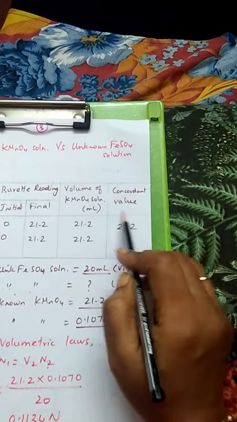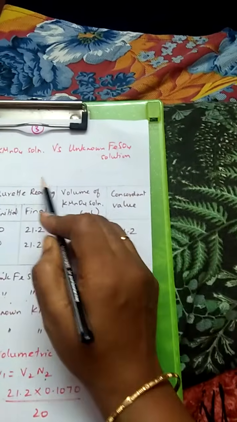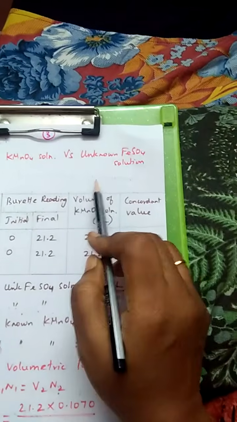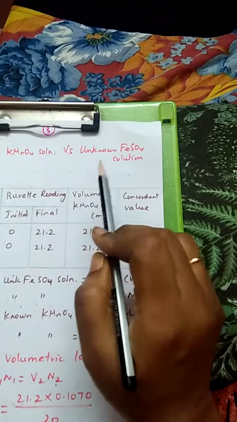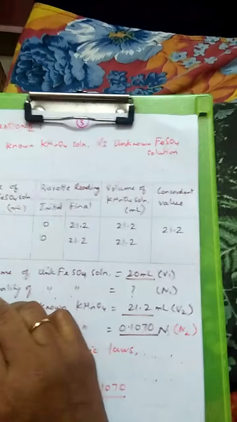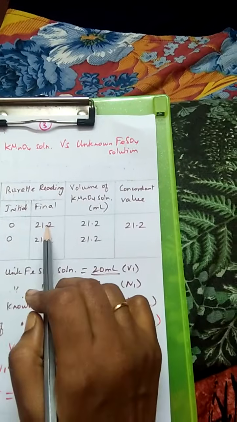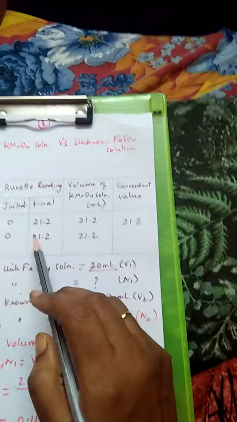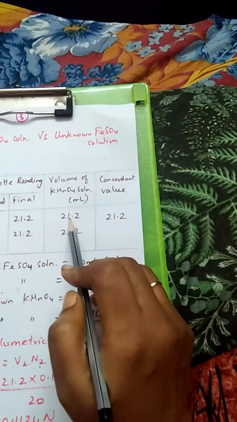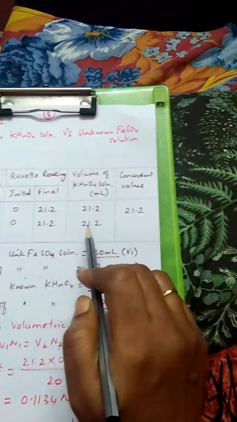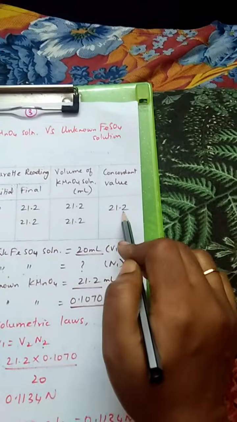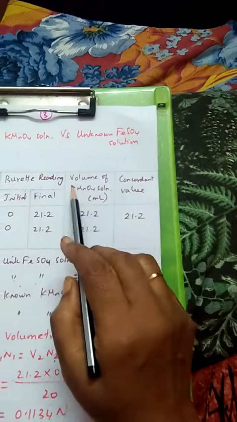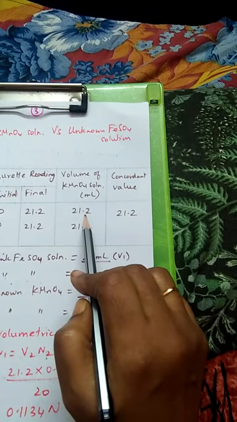You can also write indicator in the next column or on top of the column. The indicator is potassium permanganate, a self indicator. Now this time I have chosen the value 21.2. You may get any value. The same value for the next reading, so these two are concordant, so I have written it here. So here the volume of KMnO4 is 21.2.